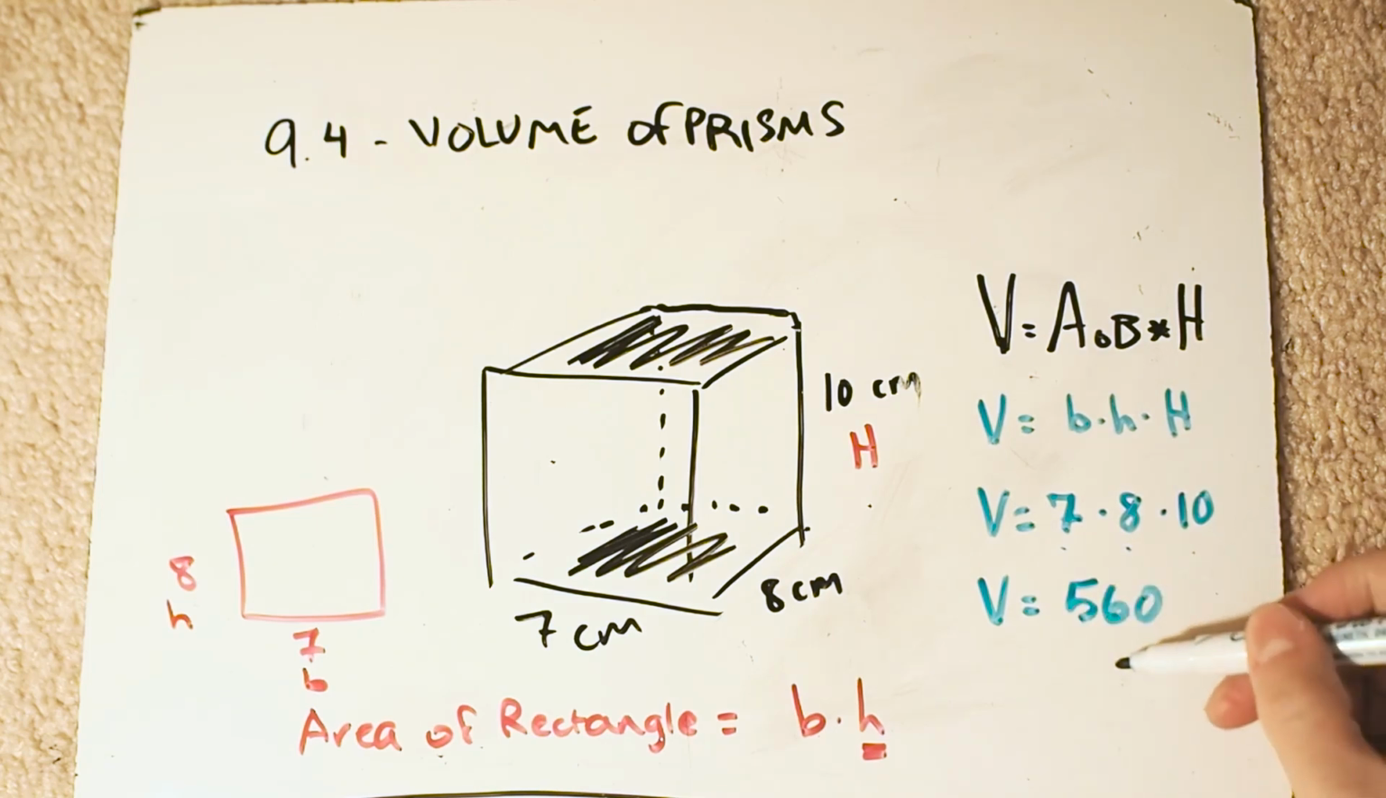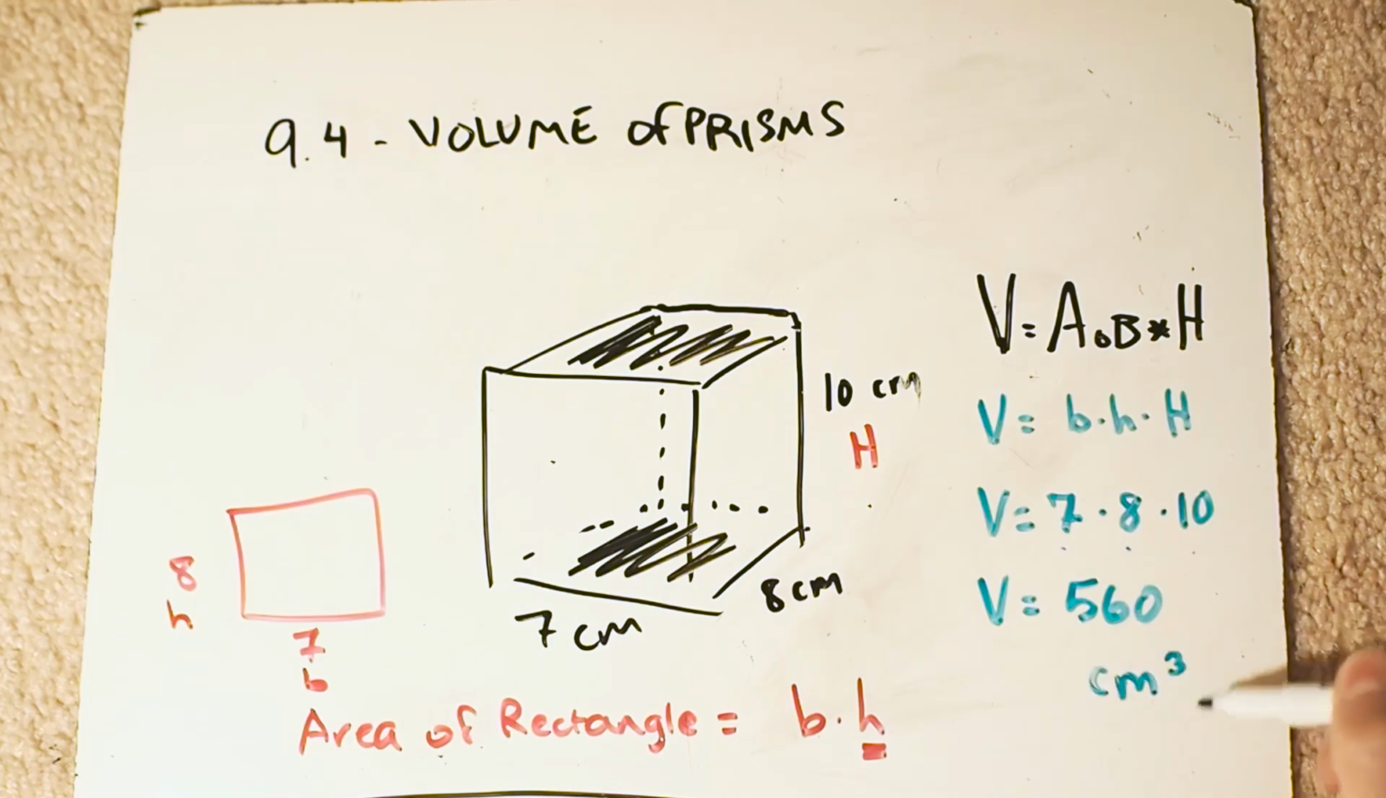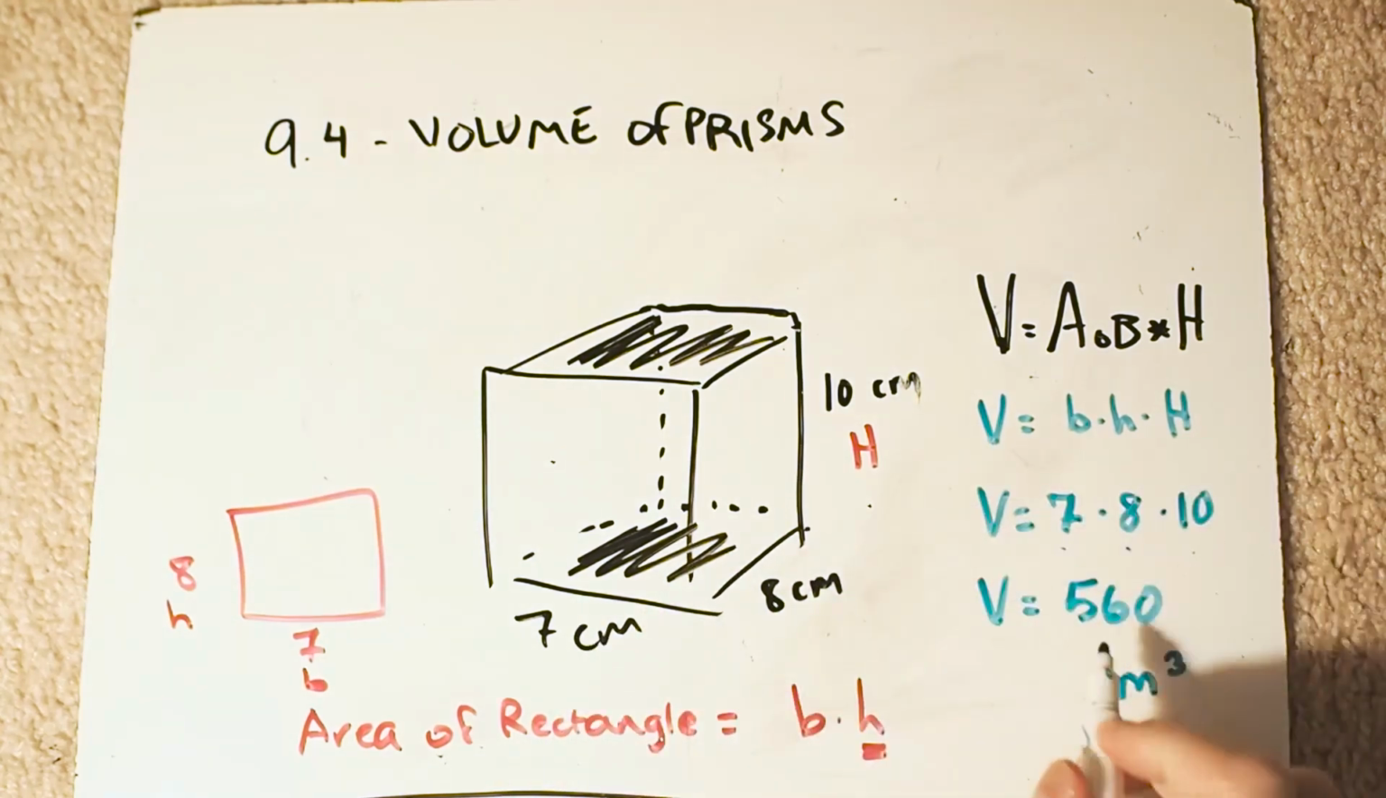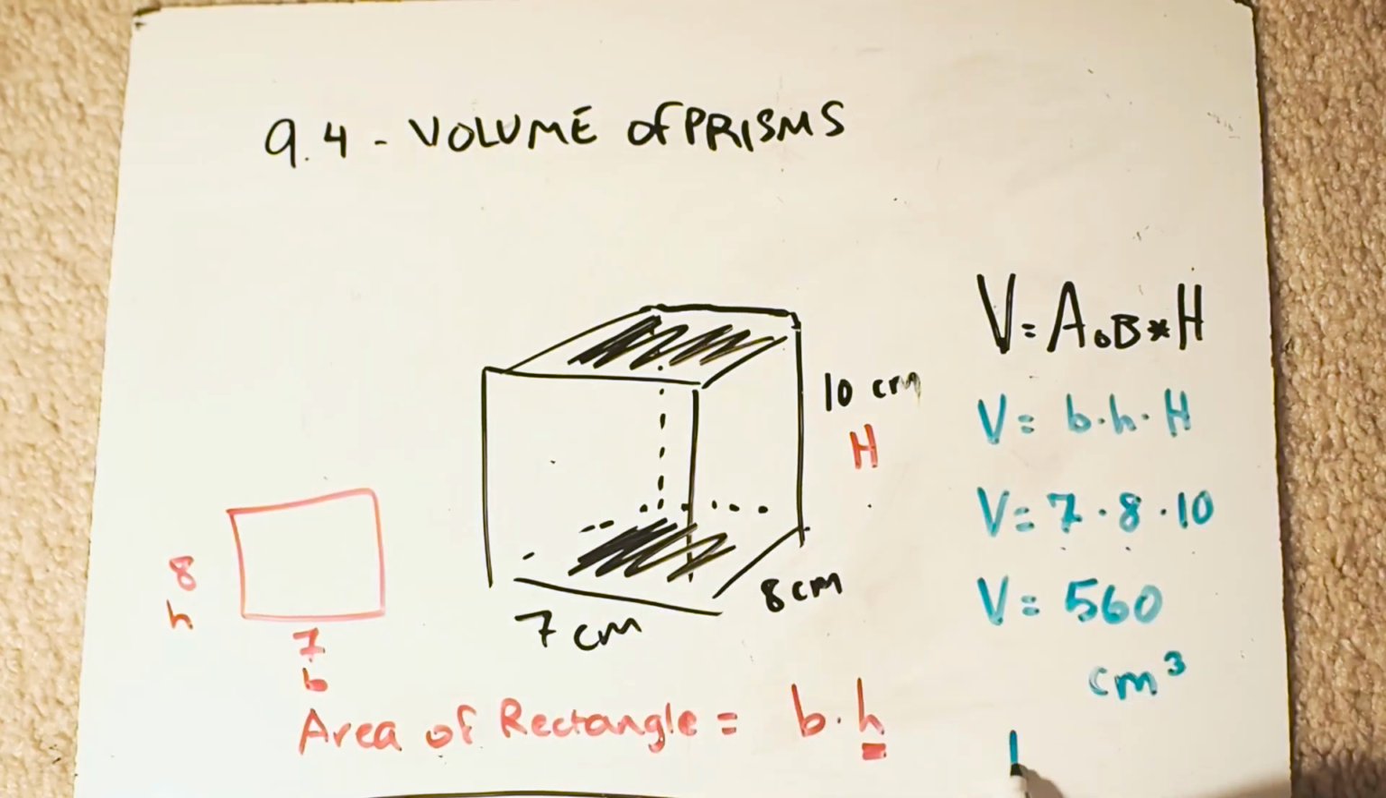The units for volume are always cubed, so anytime you're giving a volume, you put the little 3 after the units. You do not put the 3 after this number here. It always attaches right to the units to tell you that you're finding a volume. You're finding how many of those little cubes you could stick inside that shape. So this shape here, you could fit exactly 560 of those little centimeter cubes inside this prism.